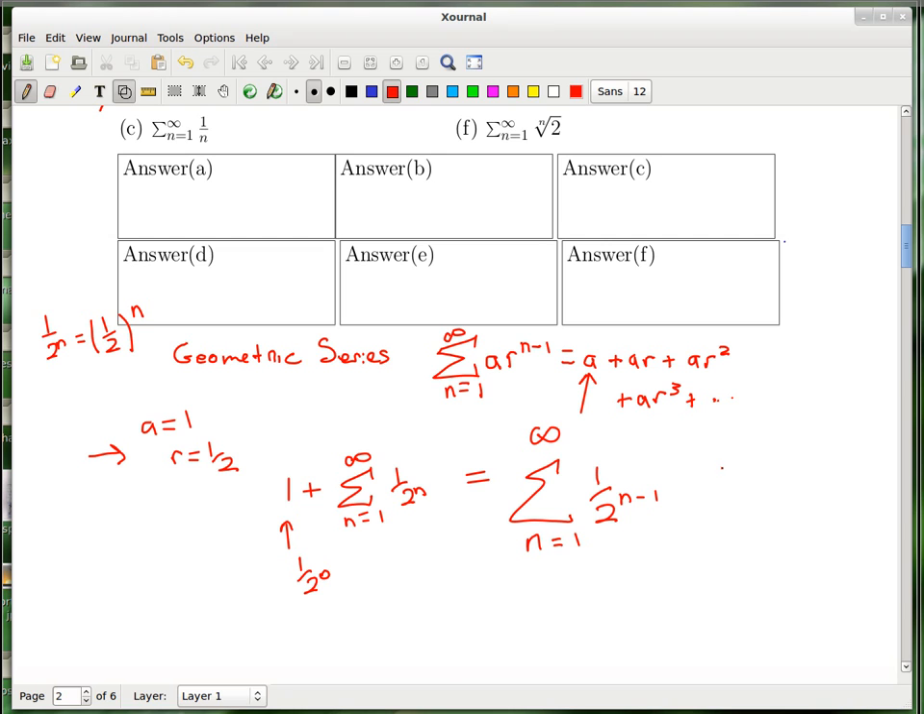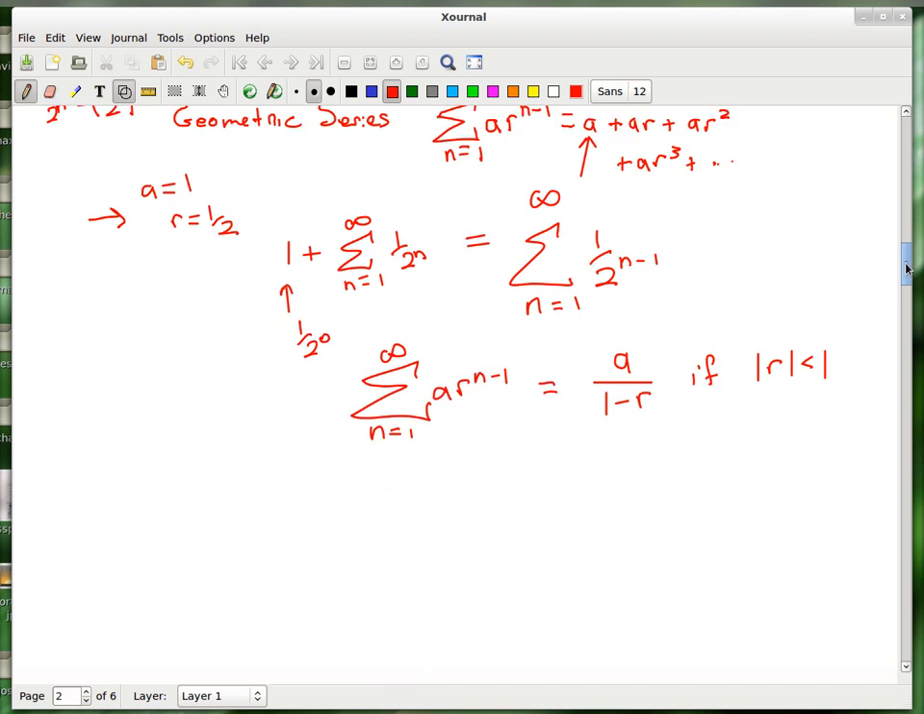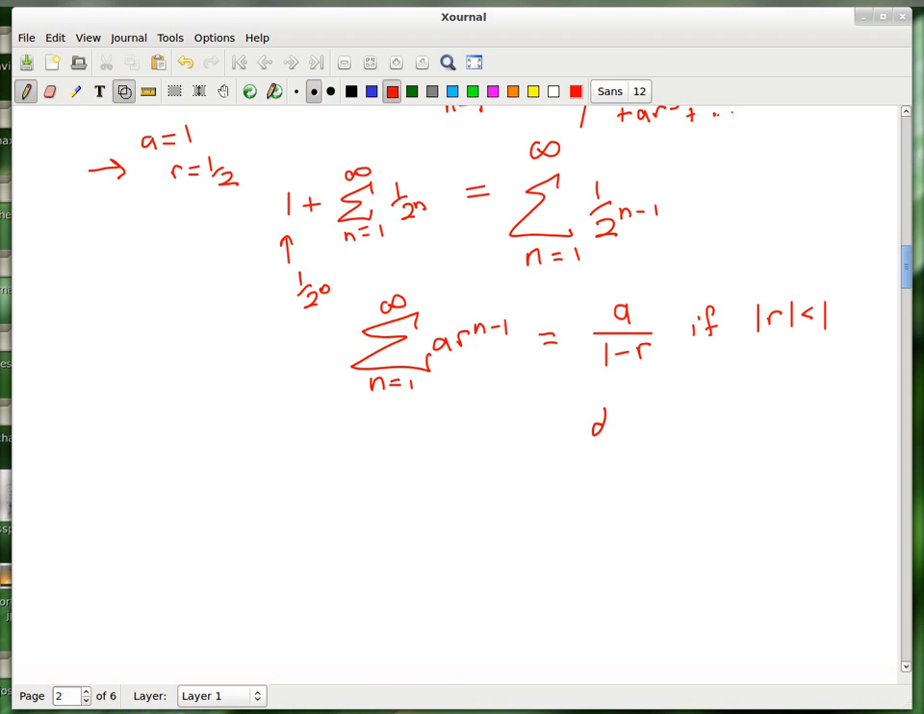So why did I go to all the trouble to put it in this nice standard form? It's because when things are in the standard form, we have the formula. Let me remind you that if I have a geometric series a times r to the n minus 1, as n goes from 1 to infinity, this is equal to a over 1 minus r if the absolute value of r is less than 1, that basically means r is between 1 and negative 1, and it diverges otherwise.